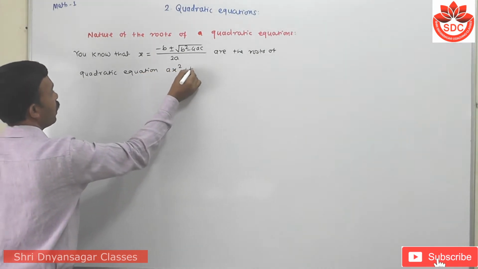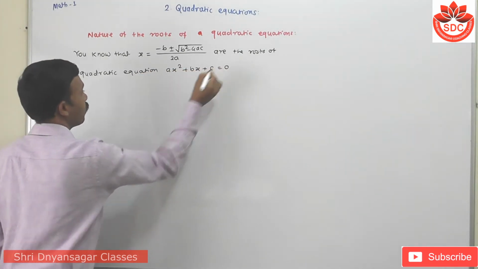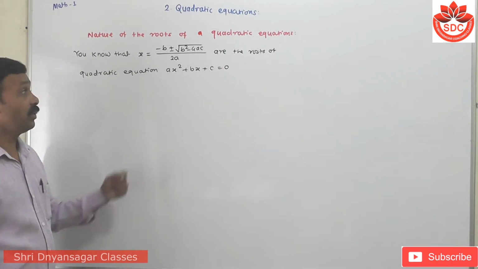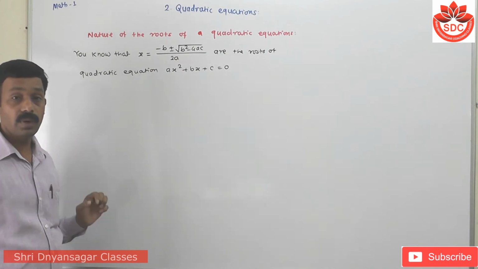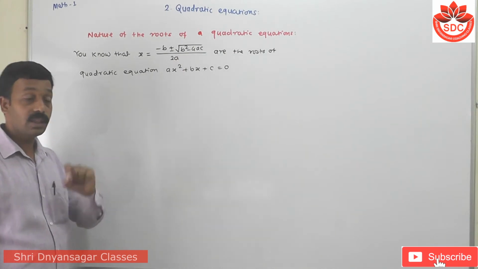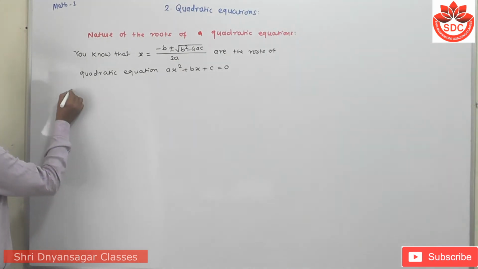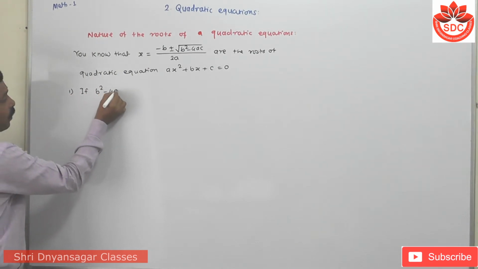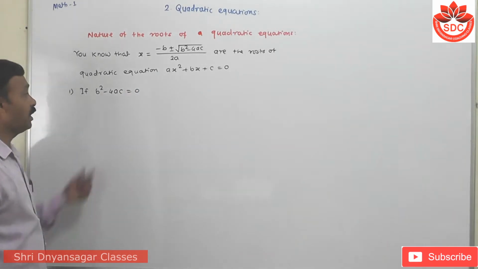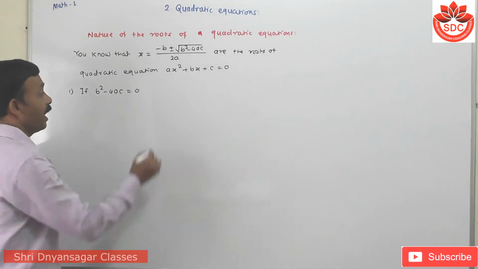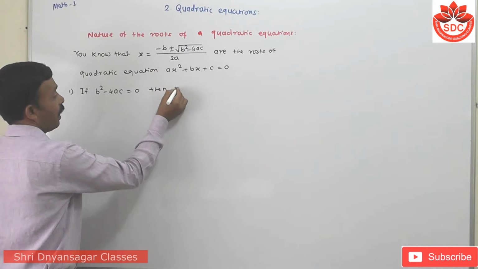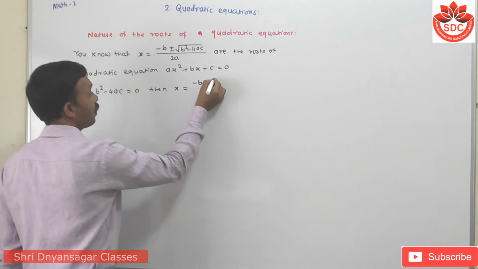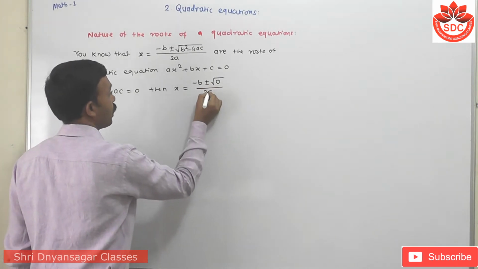ax square plus bx plus c is equal to 0. Then we have to find out its nature by using the value b square minus 4ac. It is also called the discriminant. Now the first point: if b square minus 4ac is equal to 0, meaning this value is 0, at that time x is equal to minus b plus minus root of 0 upon 2a.